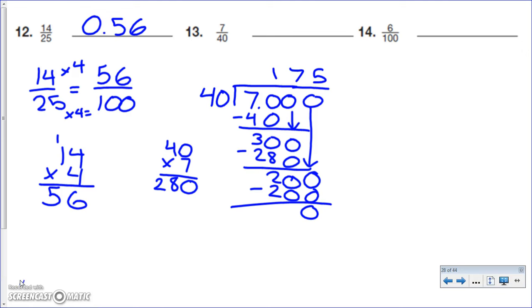Now I need to go back and put my decimal. With decimal division, the decimal comes straight up from where it is, so it's going to end up right in front of the 1. So we're going to end up with 175 thousandths as our decimal. For 14, we have 6 hundredths, and again, that's an easy one to convert directly to a decimal.